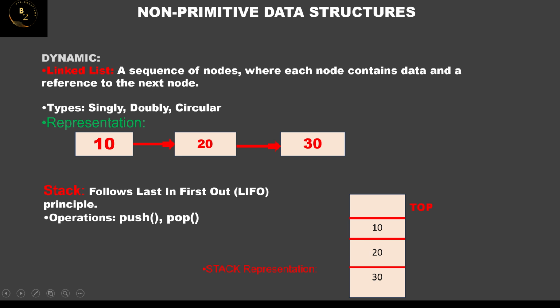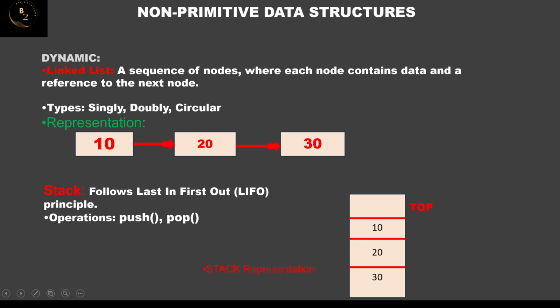First one is linked list, a sequence of nodes where each node contains data and a reference to the next node. The types of linked list are single linked list, double linked list and circular linked list. See the representation there. 10 is connected to 20 and 20 is connected to 30 via links. The importance of the links in a linked list: first, dynamic memory allocation. That is, links allow a linked list to use dynamic memory, and second, effective insertion and deletion. Using links, a linked list enables fast insertion and deletion.